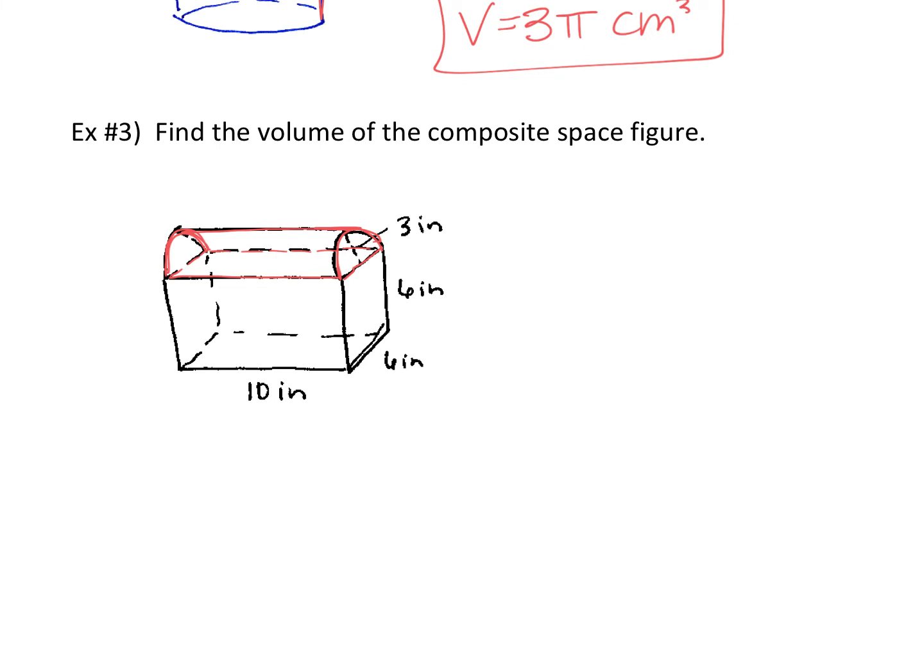A half cylinder and a rectangular prism. Okay, so we're talking volume. So let's just start with the rectangular prism because I feel like they're easier. Okay, the volume of the prism, and I'm just gonna highlight the prism in purple for us real fast. Okay, so this is what we're trying to find the volume of first.